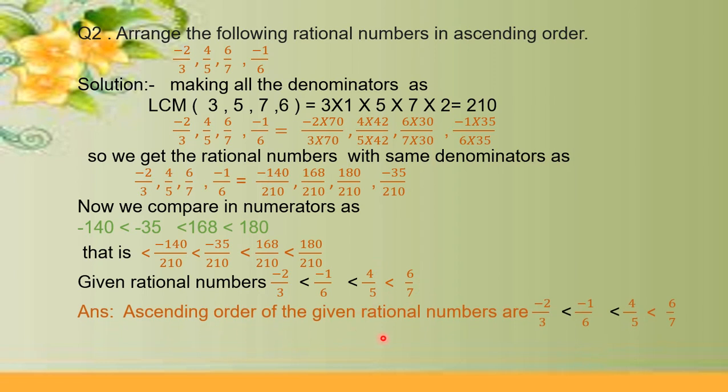So ascending order of the given rational numbers are minus 2 by 3, minus 1 by 6, 4 by 5, and 6 by 7. As we are writing the ascending order, that means from lowest to greatest, so we have to place the less than sign between the rational numbers.